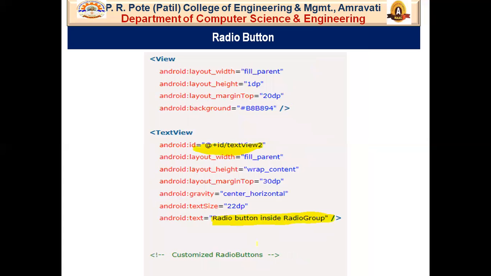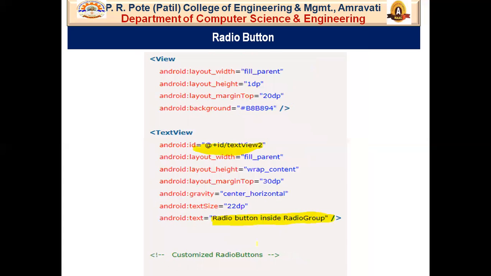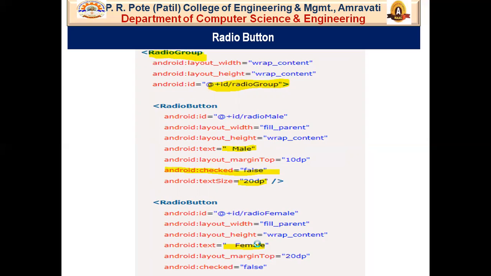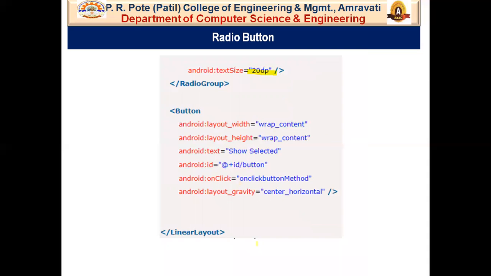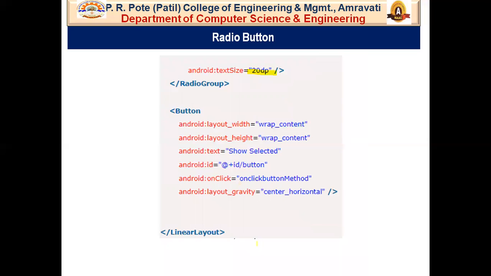So in the first text view we have two radio buttons, and inside another text view we have a radio group, and inside this radio group we have two radio buttons, male and female. So after running your mobile application, your Android virtual device is going to work and your output will look like this. But before that we have to create one button.